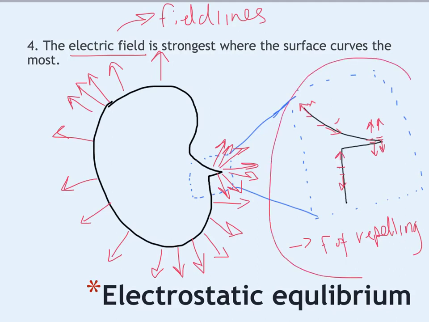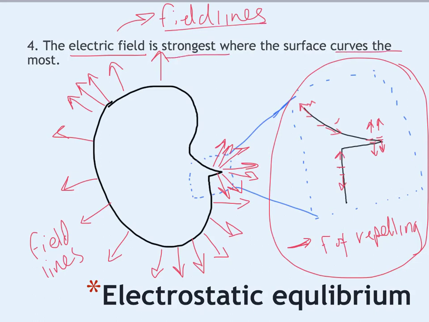I just want to make sure this isn't confusing. When I draw these arrows up here, I'm talking about the force. Here, I'm talking about field lines. I should have used a different color, so make sure you note that difference. So more field lines where the electric field is strongest, which is where the surface curves the most.